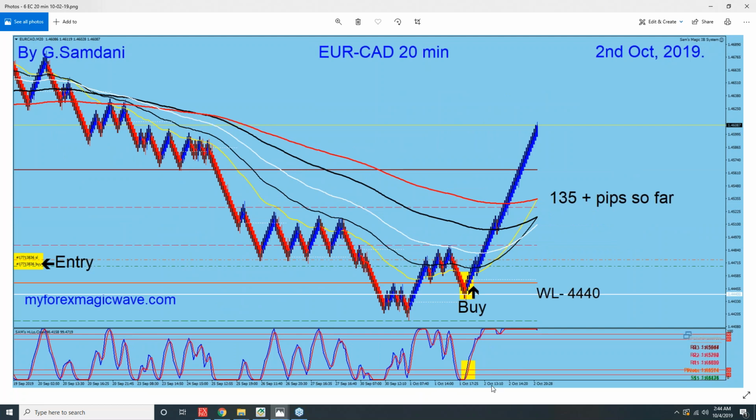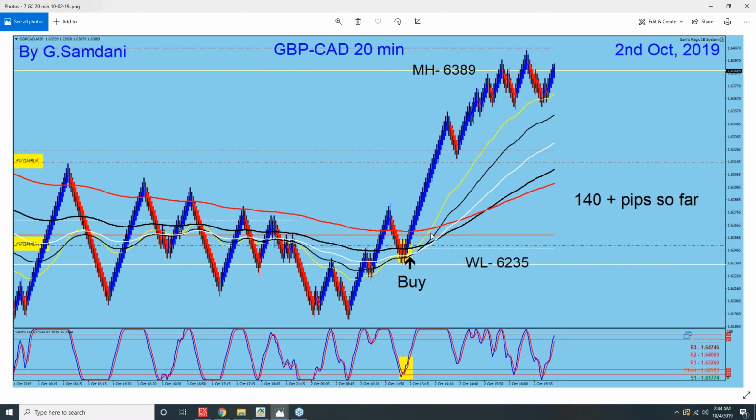Right there at the beginning of October 2nd, it was a nice bounce from the beautiful level 44.40, a very strong level, and it was like wave 1, 2, wave 3, 135 pips because of that CAD weakness. Another CAD pair was pound-CAD, same thing on the second, down the road, and then it started going up, bouncing.